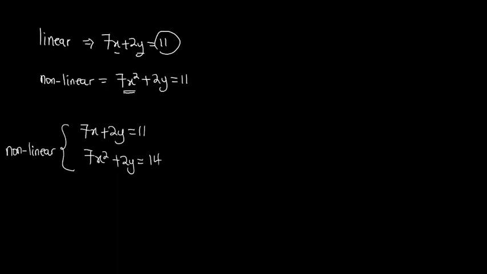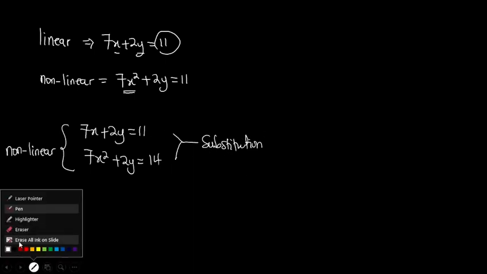It's non-linear because the second equation has an x squared term. Because it has an x squared term, if we want to solve it, we need to use the substitution method of solving simultaneous equations. Right, so let's have a look at some examples to appreciate what we are talking about.